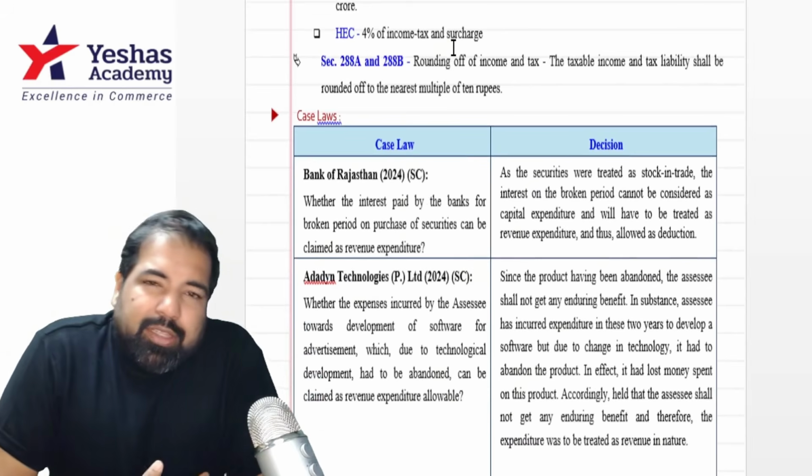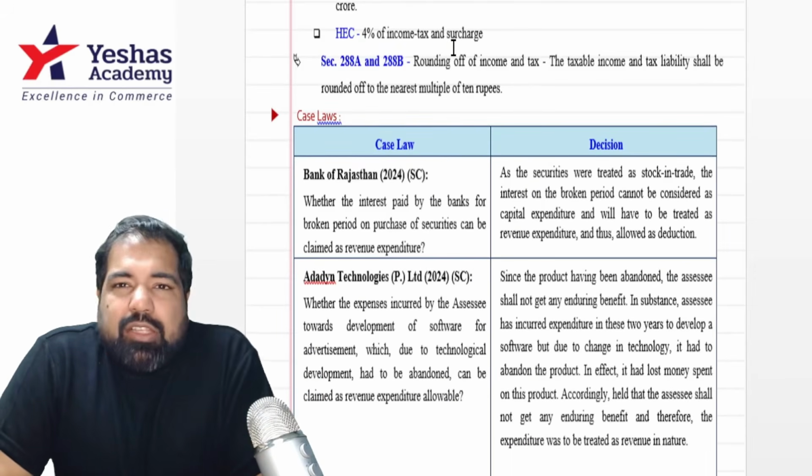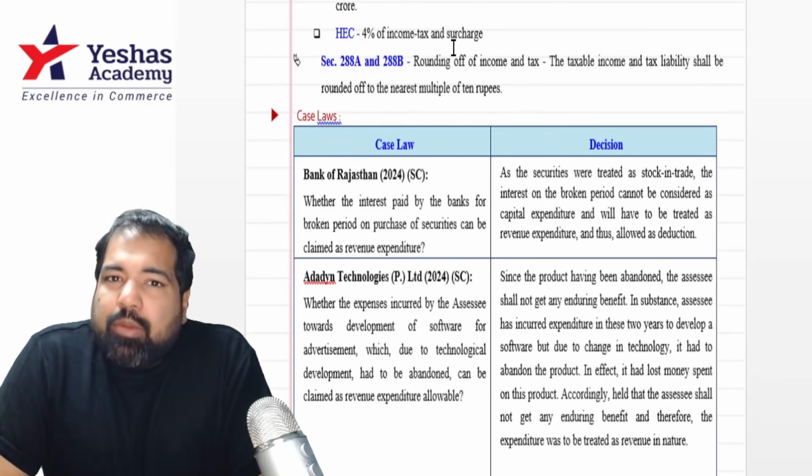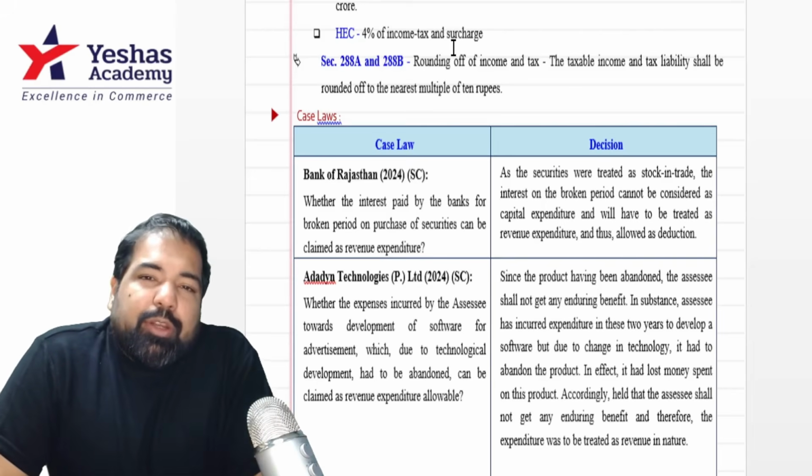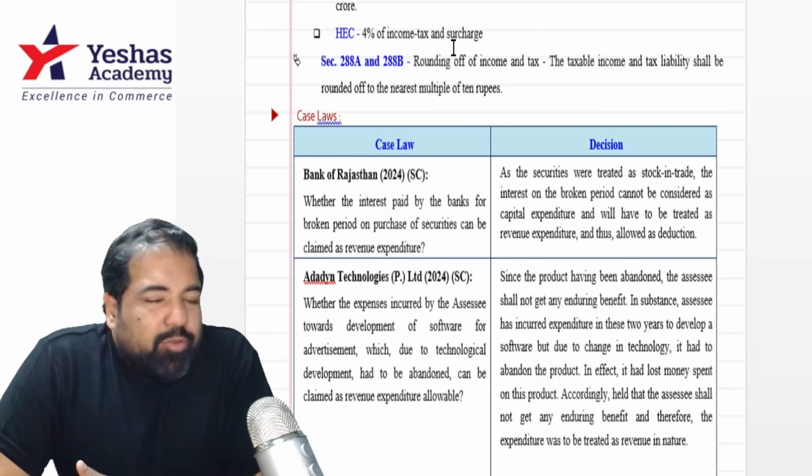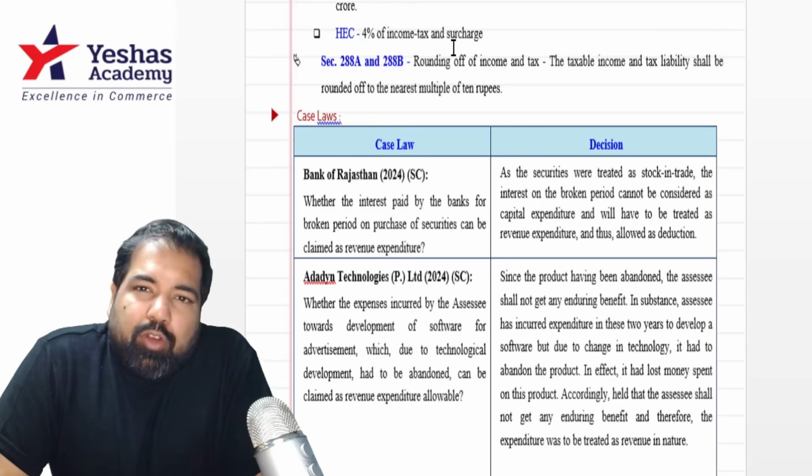Rounding off is very simple: the last digit of total income and the last digit of your tax liability, not heads of income. The final total income and the final tax liability you round off. See the last digit. If it's decimal, of course, ignore the decimal, and if the last digit is 5 or more, you go to the next number.